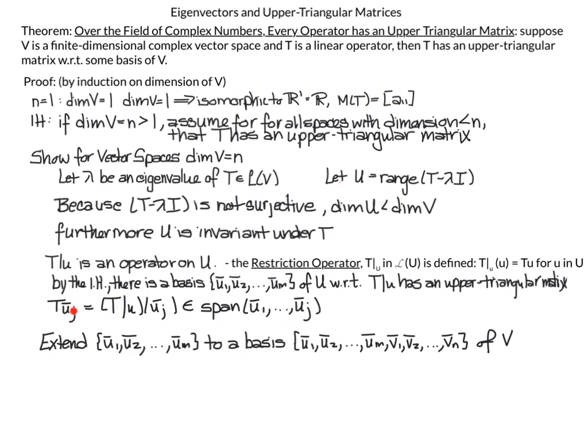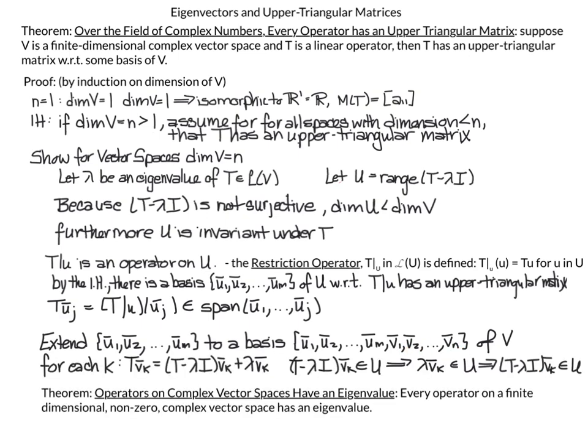So here is our statement that T of uj is in the span of our basis vectors. Now we can extend the spaces to a basis of V. So we're going to add other vectors from V until we have a basis. We're going to use this theorem again that we had proven earlier in this video, that operators on complex vector spaces have an eigenvalue.